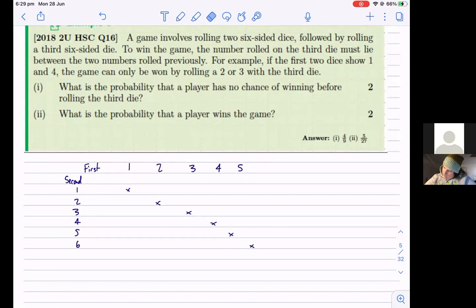But they also have no chance if they roll a 1 and a 2. If they roll a 1 and a 3, you could get a 2 and you still have a chance. Okay, you have no chance if you get a 2 and a 1 or a 2 and a 3, a 3 and a 2 or a 3 and a 4, a 4 and a 3 or a 4 and a 5, a 5 and a 4 or a 5 and a 6, or a 6 and a 5. So that was 1, 2, 3, 4, 5, 6, 7, 8, 9, 10, 11, 12, 13, 14, 15, 16.